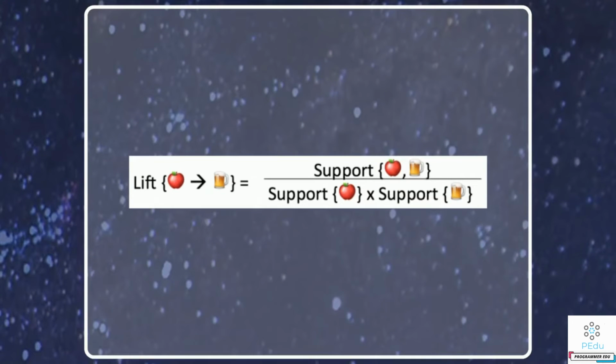So this is going to be calculated as such. We have the support of the apples and beer divided by the support of apples and beer alone. So this is going to be looking for a dependency between these objects by taking into consideration the probability distributions of simply beer and apple occurring.